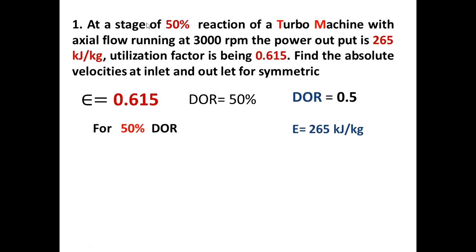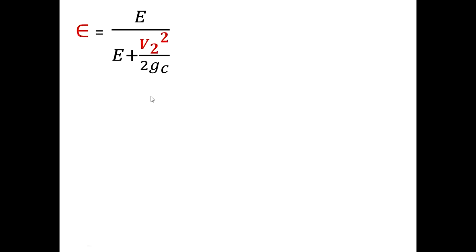Utilization factor is given, and the degree of reaction is 50%, that will be 0.5. You know this equation also, energy transfer utilization factor. It is the ratio of energy transfer of the turbine to the ideal energy. That is E, it includes V1 square minus V2 square. But here when you add the V2 square divided by 2, this will become ideal energy. E includes V1 square minus V2 square and static energy. Here V1 square minus V2 square remains static energy plus V2 square divided by 2E, it gives static energy.